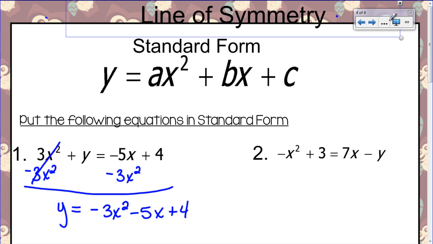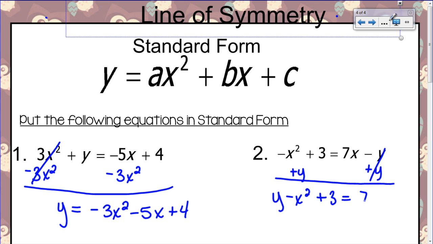So now this problem, negative x squared plus 3 equals 7x minus y. Well, I want this y by itself and I want it to be positive. So right now it's a minus y. I want it to say plus y. So I'm going to add y to both sides so that I can have that y as a positive. So I've got y minus x squared plus 3 equals 7x.